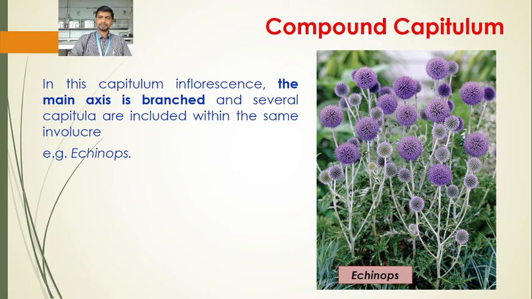The whole structure is arranged on a convex receptacle. Here the difference between the simple capitulum and the compound capitulum is only that the compound capitulum has a branched peduncle, or a peduncle having lateral branches, and each branch bears several capitula that are included within the same involucre. This is the compound capitulum.